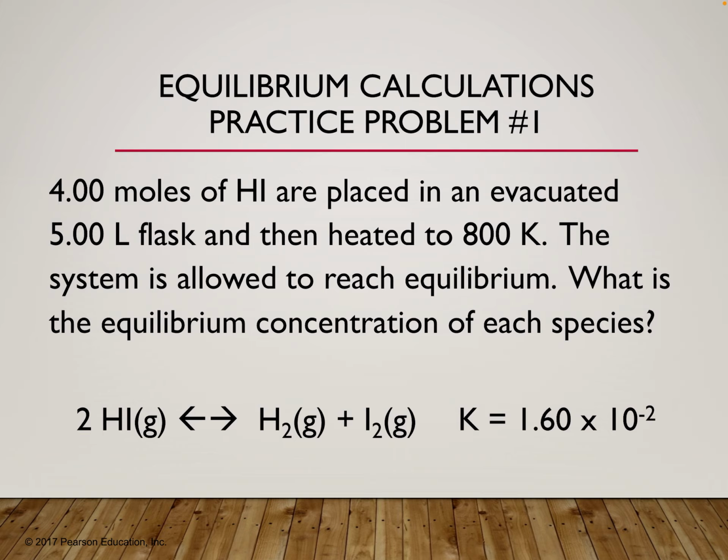All right, let's go ahead and try this one out. We have 4 moles of HI placed in an evacuated 5-liter flask and then heated to 800 Kelvin. The system's allowed to reach equilibrium. What is the equilibrium concentration of each species? So at the beginning, all we have are reactants. We don't have any products.